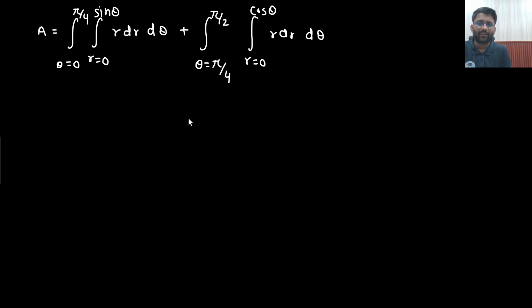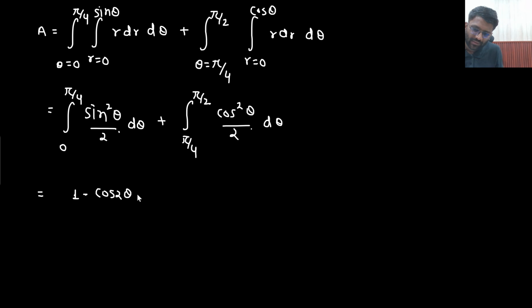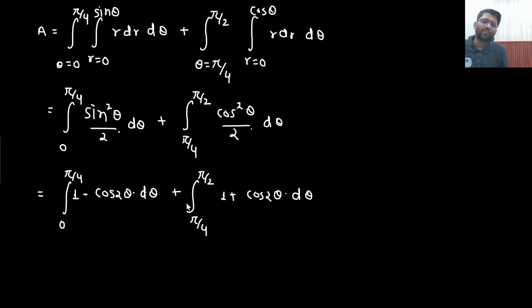Understandable? So this will become r square by 2. Here also r square by 2. With theta going from 0 to pi by 4, this will become sin square theta by 2 d theta. Plus, with theta going from pi by 4 to pi by 2, r square by 2 will become cos square theta by 2 d theta. So this will become 1 minus cos 2 theta d theta with theta from 0 to pi by 4, and this will become 1 plus cos 2 theta with theta from pi by 4 to pi by 2.